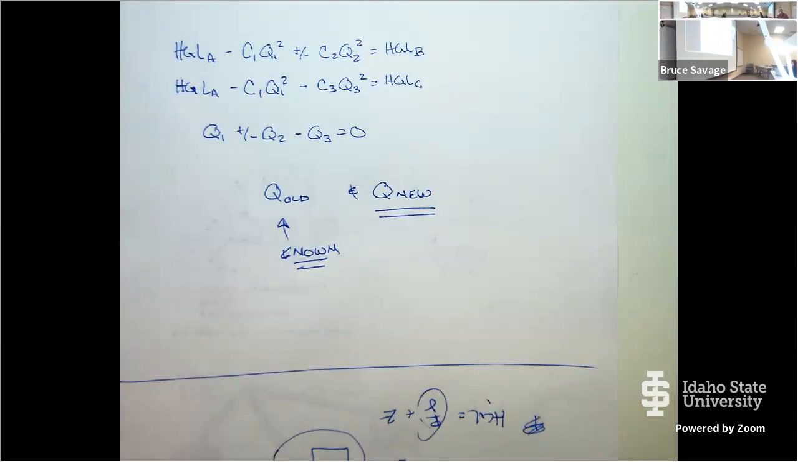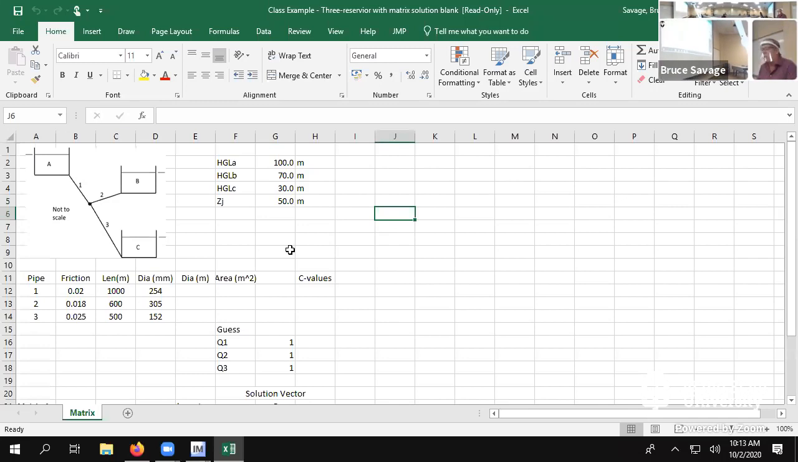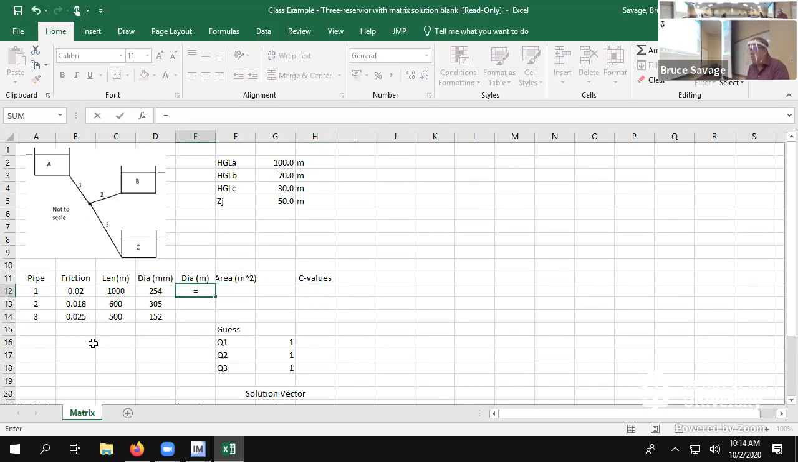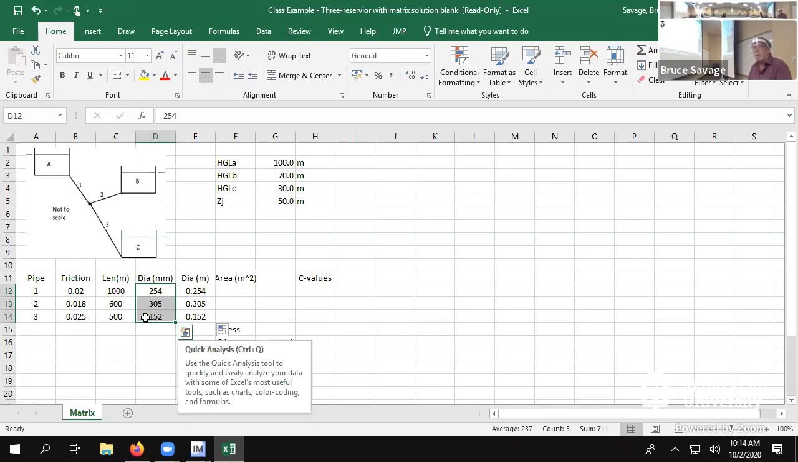All right, so given that, I'm going to come back over here, and here's all the information for the system. We have 3 pipes. There's the friction factor, the length, the diameter, and I want to calculate the C value. The first thing I'm going to do is take that diameter and turn it into the base dimension of meters. So I'm going to divide millimeters by 1,000. Okay, and these are standard nominal millimeter sizes in the metric system.